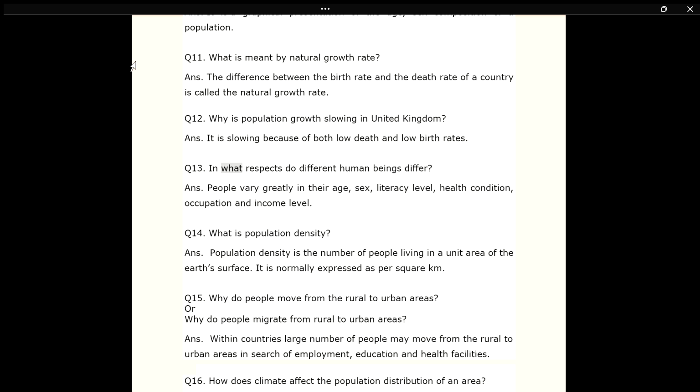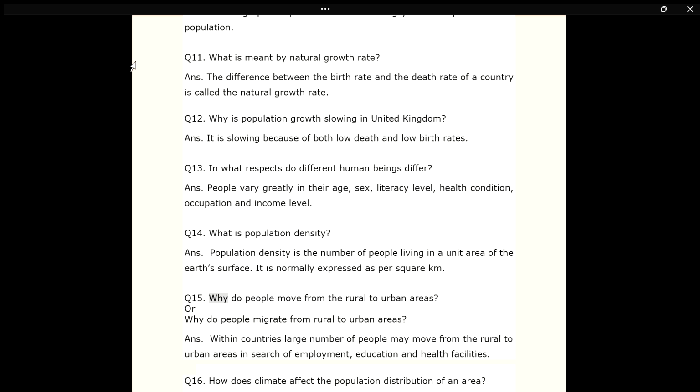Q13. In what respects do different human beings differ? Ans. People vary greatly in their age, sex, literacy level, health condition, occupation and income level. Q14. What is population density? Ans. Population density is the number of people living in a unit area of the Earth's surface. It is normally expressed as per square kilometer.